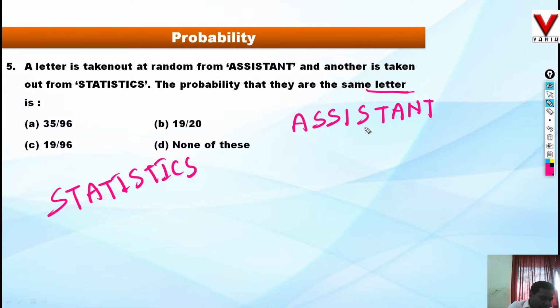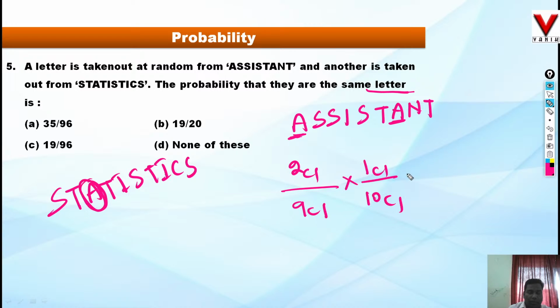If we choose A, then 2C1 by 9C1 because there are 2 As, into 1C1 by 10C1 because here only 1 A. Clear? There are 10 letters. 2C1 is 2, 1C1 is 1, 9C1 is 9, and into 10. That means 2 by 90, 2 by 90 means 1 by 45. I write here 1 by 45.